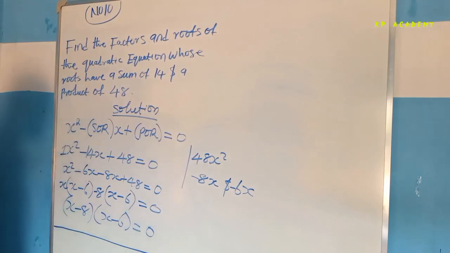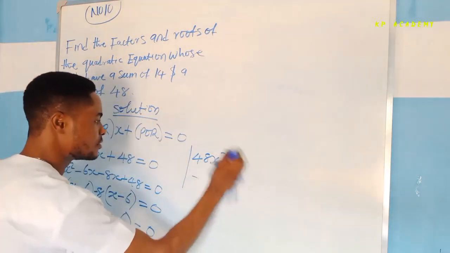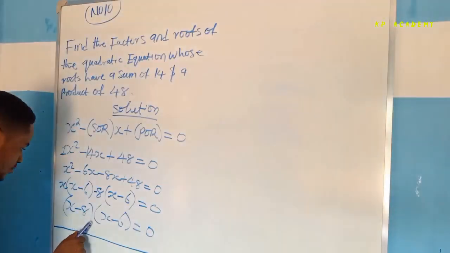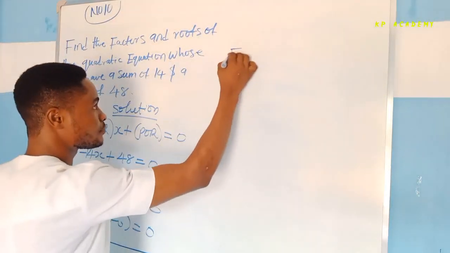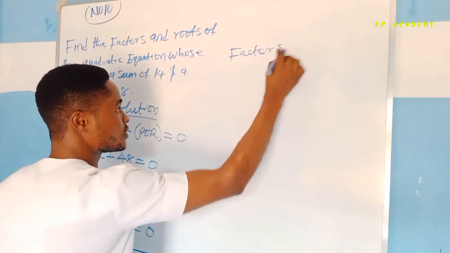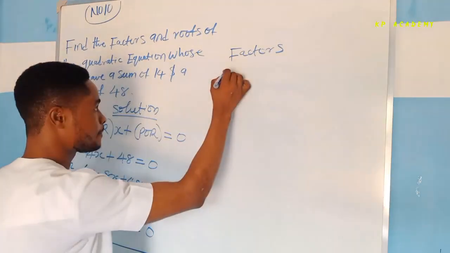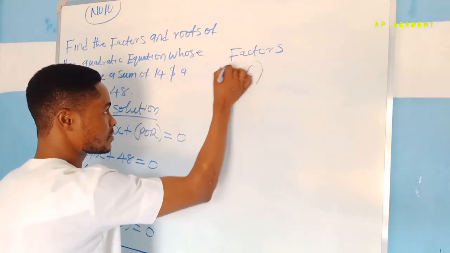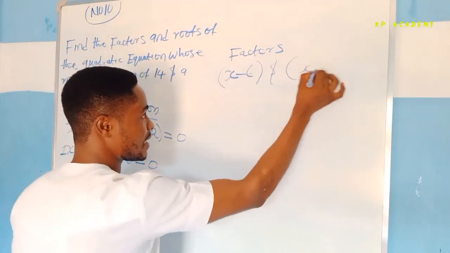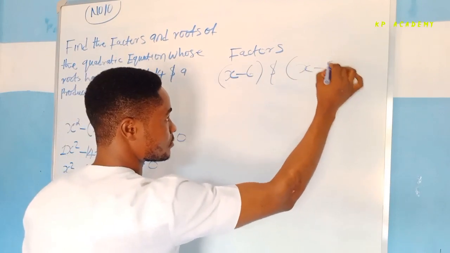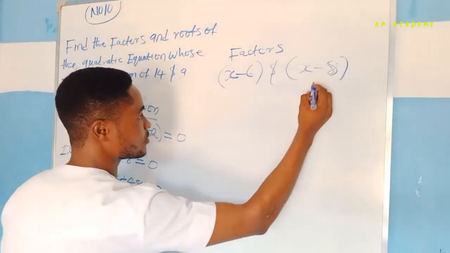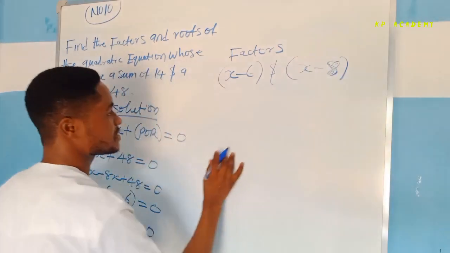So at this point now, remember what the question says. The question says to find the factors and the roots. Now, the factors of this equation are x minus 6 and x minus 8. All right, so these are the factors, x minus 6 and x minus 8.